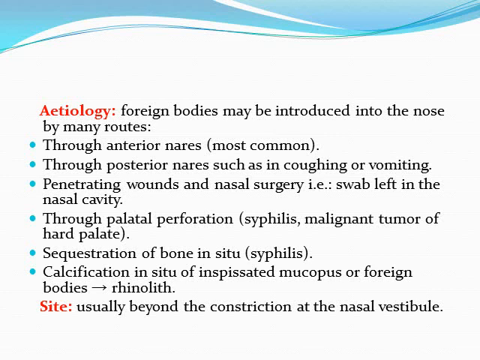Other routes are through the posterior nares, such as in coughing or vomiting, or a penetrating wound, and in nasal surgery, such as a swab left in the nasal cavity. Also, when there is septal palatal perforation, as in syphilis or malignant tumor of the hard palate, food particles may pass from the oral cavity to the nose. Sequestration of bone in situ, as in syphilis, where part of the bone will be sequestrated and act as a foreign body. Also, a special type of foreign body is calcification in situ of inspissated mucopus or foreign body, which causes a rhinolith, which will be discussed separately.